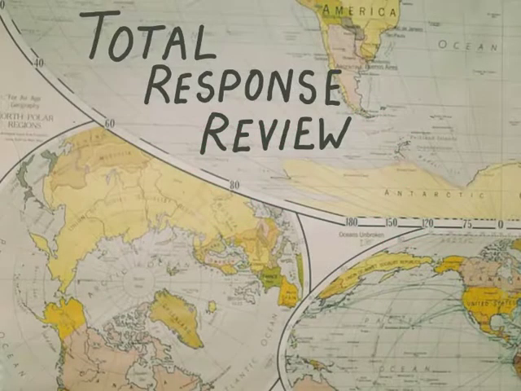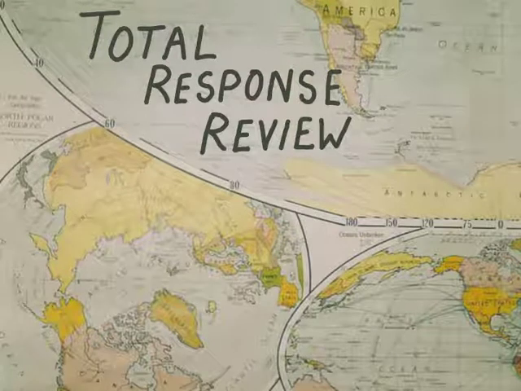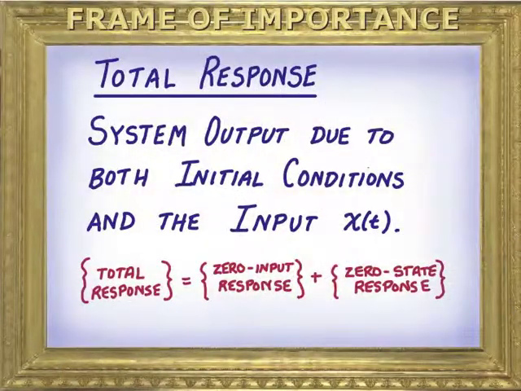So here we're going to do a little total response review, and I'm going to try to put everything we've learned about total response in just a few minutes, because students have often said that the material is spread out over several lectures and it's hard to understand it all. So first, the total response is the system output due to both initial conditions and the input x of t. And for a linear system, the total response is the zero input response plus the zero state response.